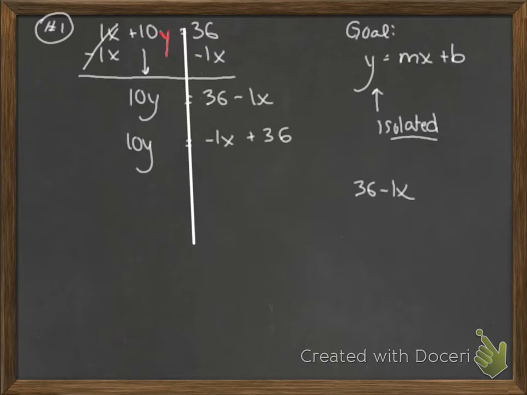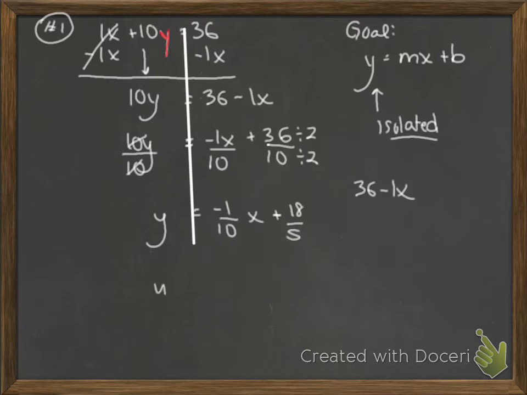Okay, so notice that y is almost all by itself, but it still has a 10 sitting next to it. We have 10 times y, and the way we undo a times 10 is dividing by 10. So if I divide that side by 10, I have to also divide every single thing over here by 10. So we have y equals negative 1/10 x, and then 36 over 10, we have 2 going into both numbers, so we can reduce that to 18 over 5. You could also write it as y equals negative 1 over 10x plus 3.6.